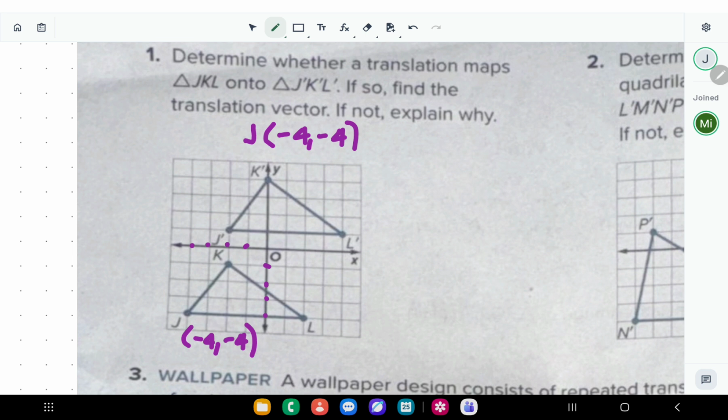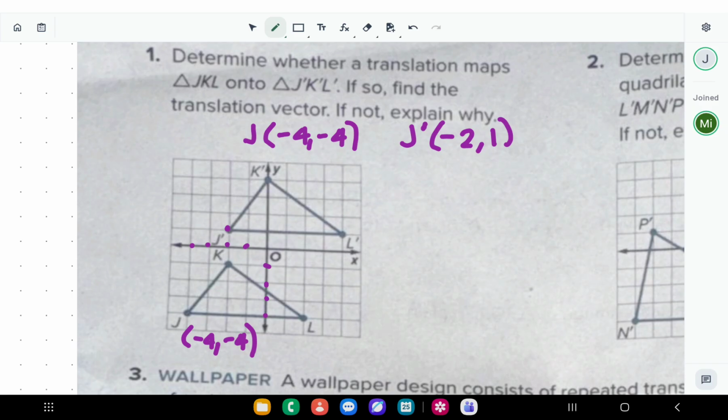And then J prime. This one is J prime. What is the coordinate of J prime? Can you tell me the coordinate of J prime? -2 is X and Y is 1. Yeah, very good. Okay, so we pick one vertex, vertex J and J prime.